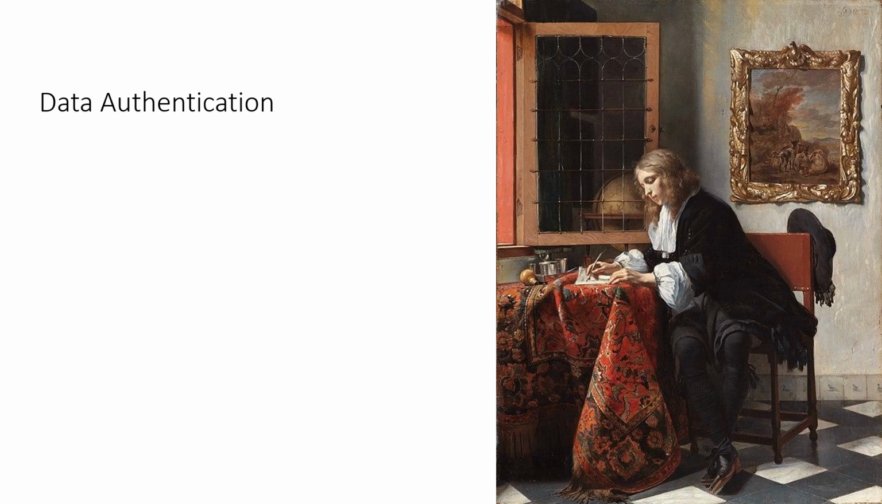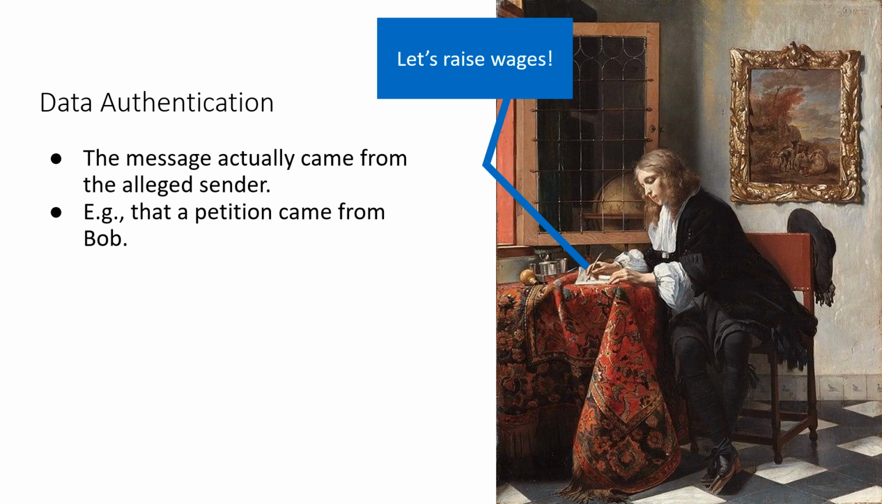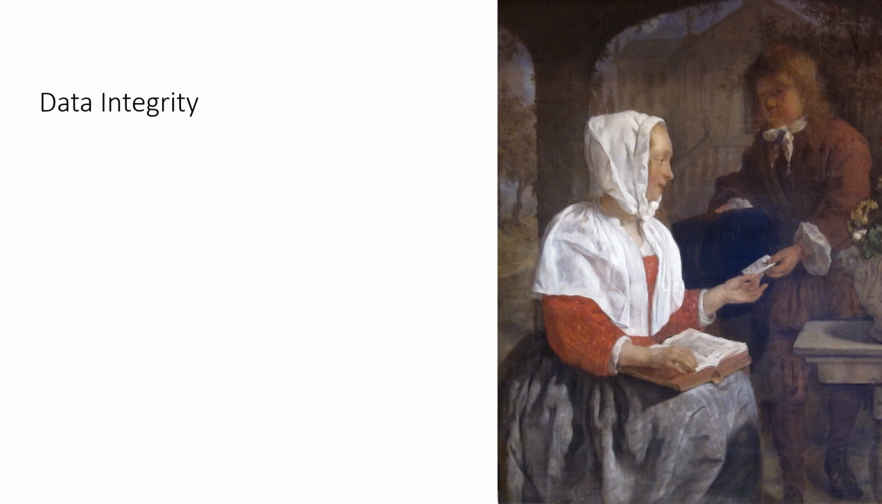One guarantee that you might want to have is this concept of data authentication, which is to say the message actually came from the sender that it says it's from. For example, that a petition came from Bob. Let's say Bob is signing this petition and he says, let's raise wages. Now, this courier is going to send this message to Alice, and she's going to receive it. And now we want to ensure that Alice gets the message that Bob actually authenticated.